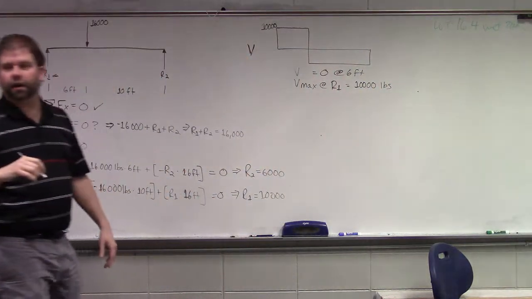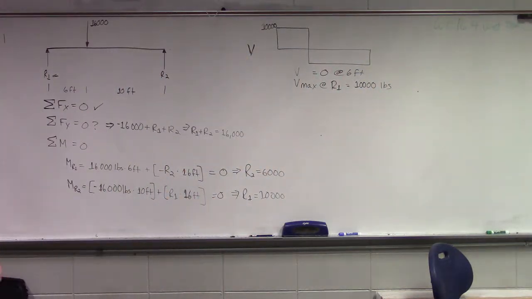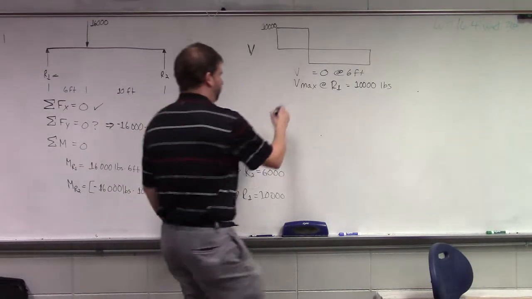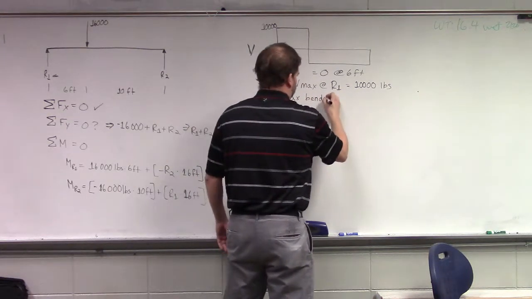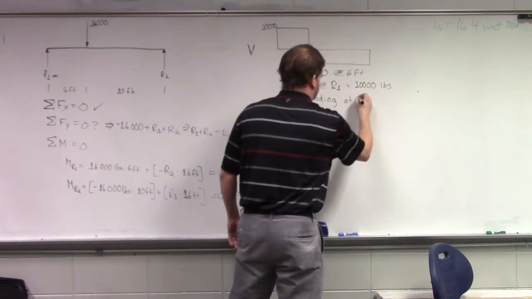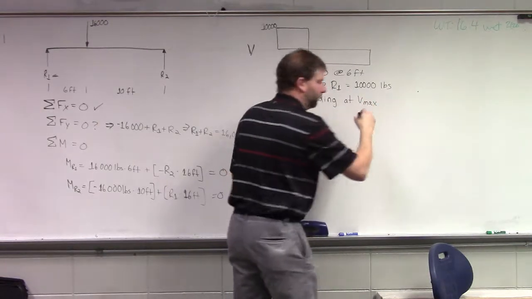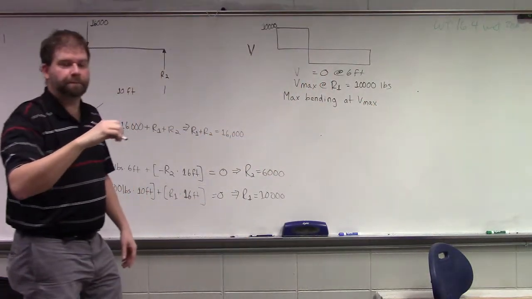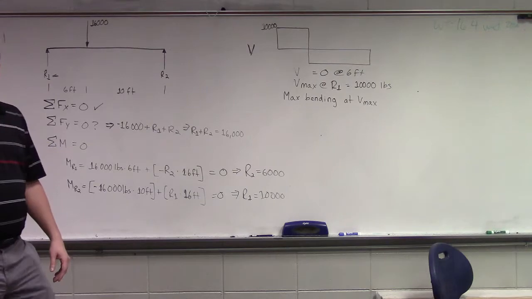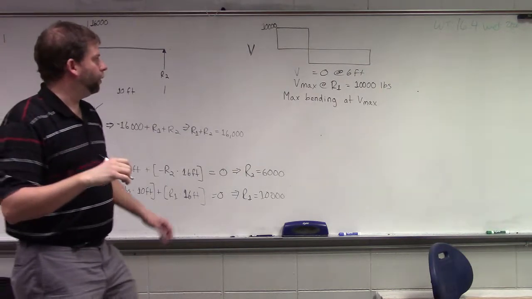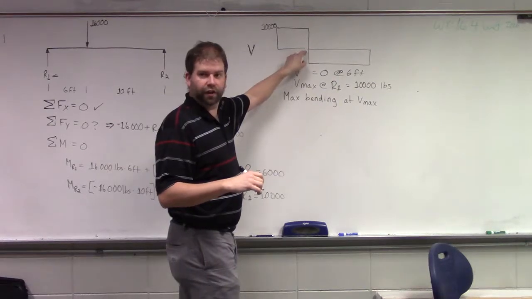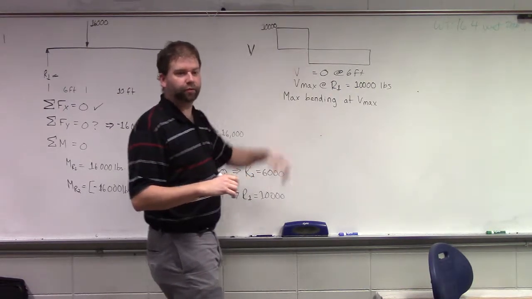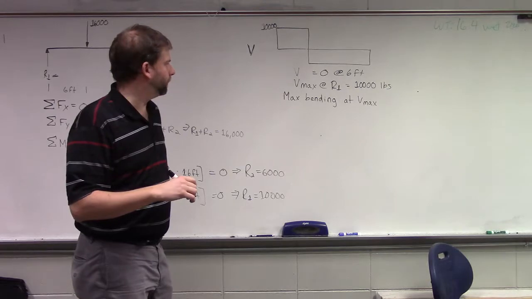Okay, so where is your maximum bending going to occur? At 6 feet, right? Because that's where it's got the biggest change, it's the lowest, or where your biggest load is. Where we reach 0, the definition of that point is where our maximum bending will occur. Okay?